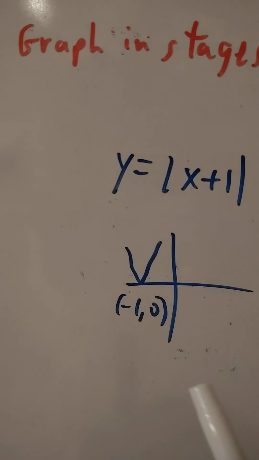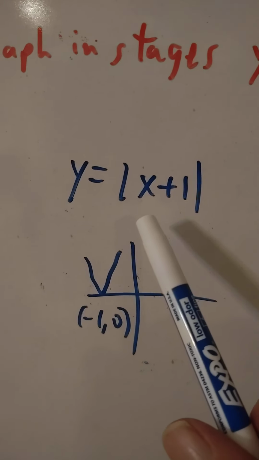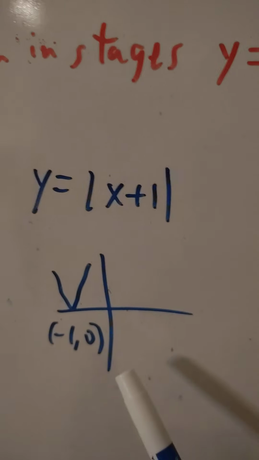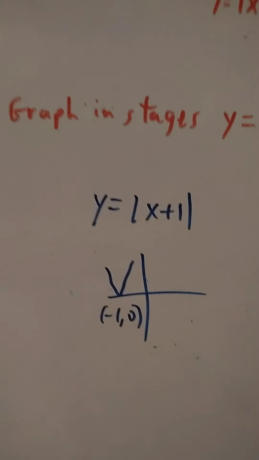And if you want to check it out, it should work. Since it's a point on the graph, it should solve the function. If I let x be -1, what's -1 plus 1? 0. What's the absolute value of 0? 0. And sure enough, that's 0 for the y coordinate. So everything's groovy. And now one more stage to go.